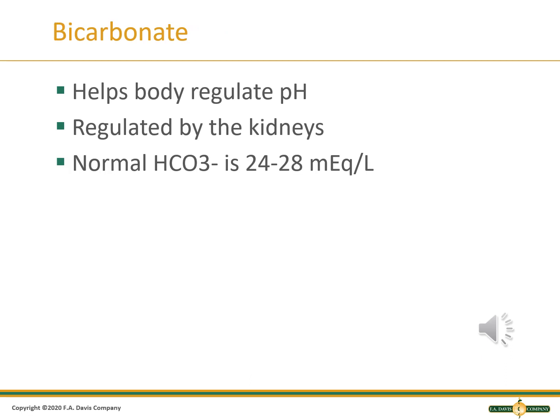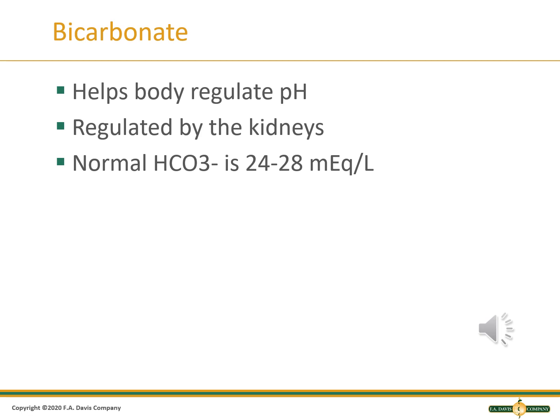Bicarbonate helps the body regulate pH and accomplishes this by its ability to accept a hydrogen ion. Regulated by the kidneys, bicarbonate is measured by the arterial blood HCO3 concentration and is used to evaluate the metabolic component of acid-base balance.